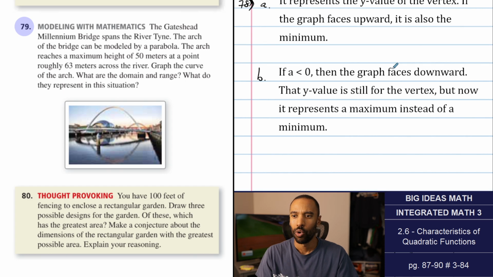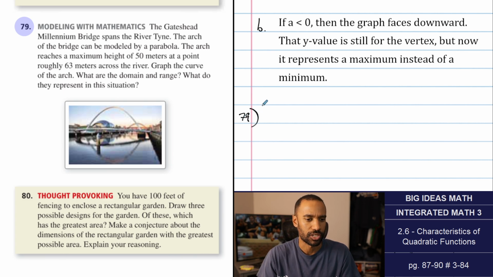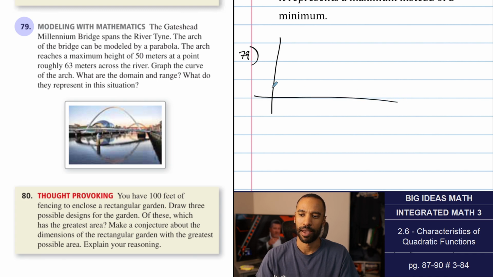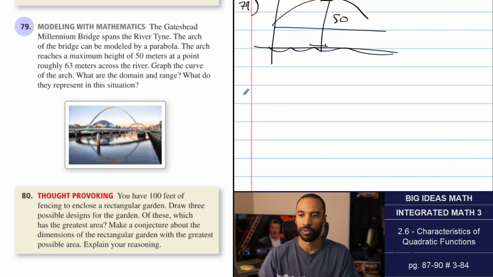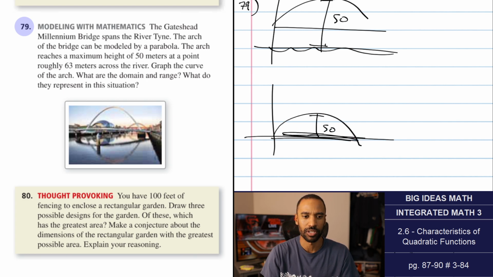What I don't know is whether they're talking about whether it's above the river or not. The arch reaches a maximum height of 50 meters at a point roughly 63 meters across the river. So I don't know if here's the river, here's the bridge, here's the arch, and here's 50 meters, or here's the arch, here's the bridge, the river is down below, and this here is 50 meters. If it's 50 meters from the bridge road, that's a pretty tall arch. 50 meters is more than 150 feet. But that's relatively tall.